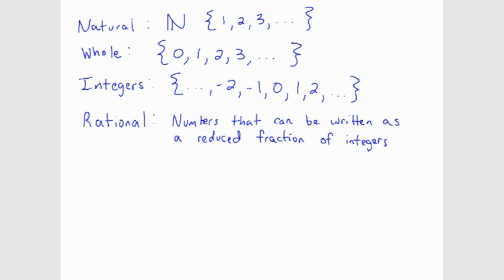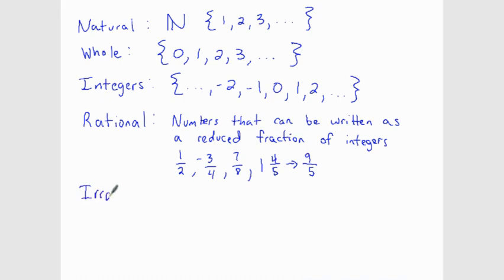And so this includes numbers like 1/2, -3/4, maybe 7/8. You get the idea. 1 4/5 would be one, because this can always be written as 9/5. So those are rational numbers, and that leads us into our next set.